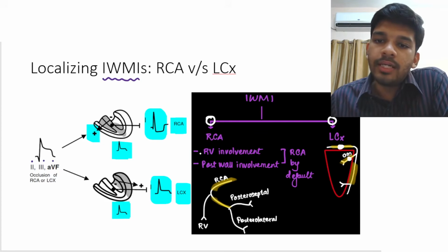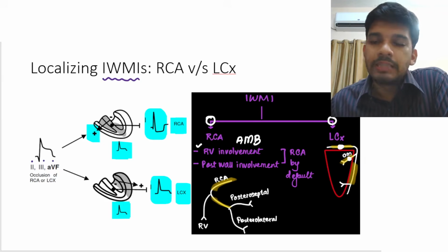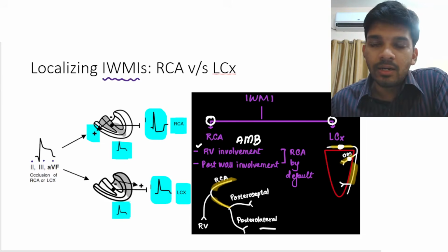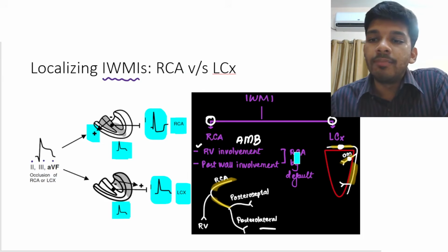So the right coronary artery gives predominant supply to the right ventricle through its acute marginal branch. The posterior wall, that is the basal part of the heart, is also supplied by the right coronary artery, because in 90% of cases it's a right dominant circulation. So the posterior descending artery arises from the right coronary artery. As a result, if there is involvement of the right ventricle, or posterior wall involvement on the 12 lead ECG, it is considered to be an occlusion of the right coronary artery by default.